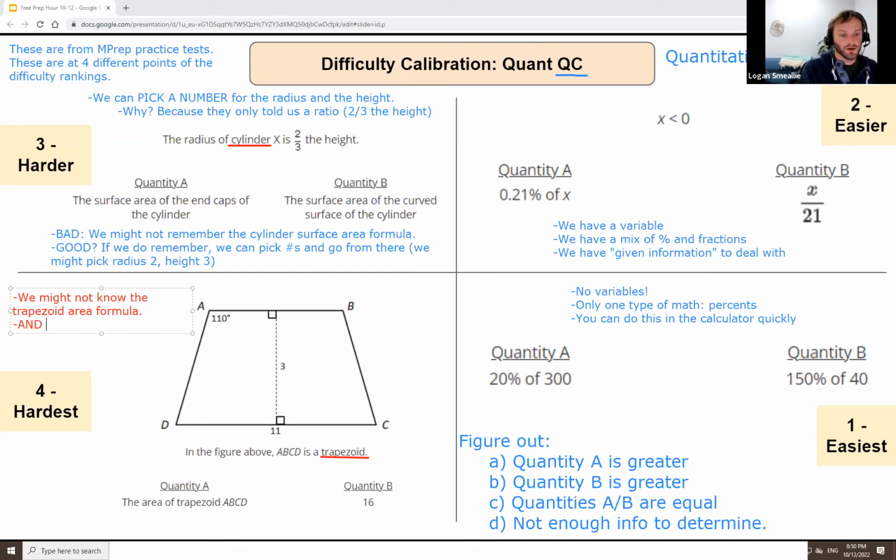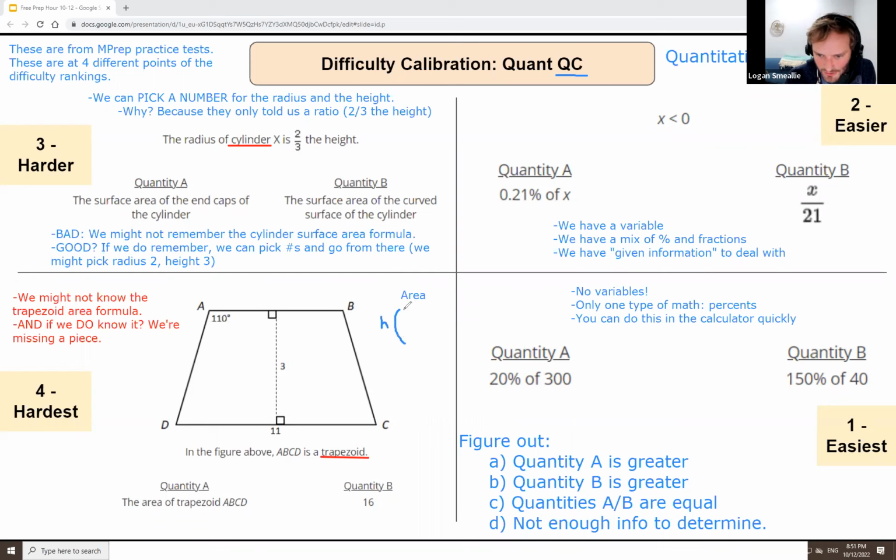And if we do know it, we are missing a piece. It turns out the trapezoid area is half of base 1... I shouldn't type this. This is not a very typable one. It's the height times base 1 plus base 2, over 2.